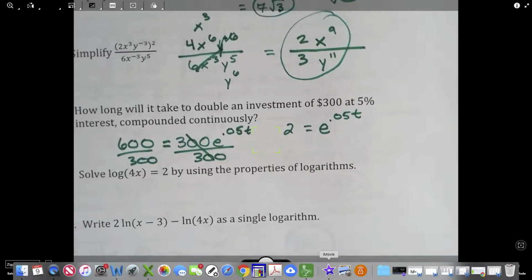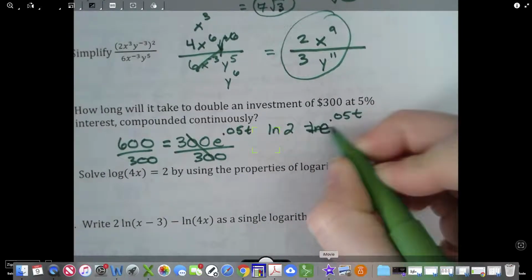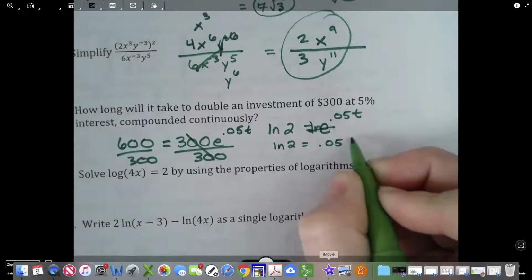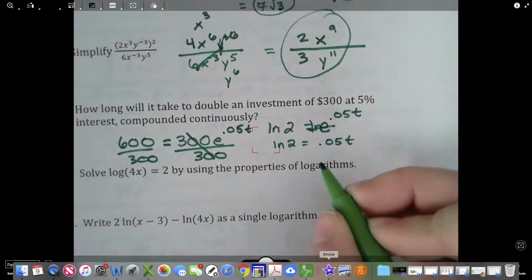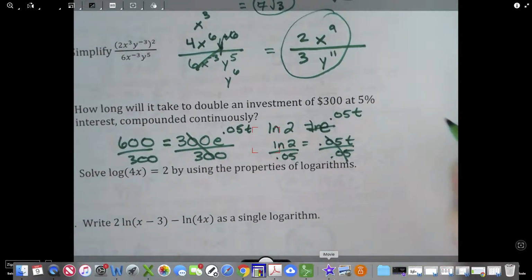ln. What gets rid of E? ln. We're going to ln both sides. So ln and E cross out. So I've got ln 2 equals 0.05t, and then what? One more step. Divide by 0.05. t is equal to ln of 2 divided by 0.05.